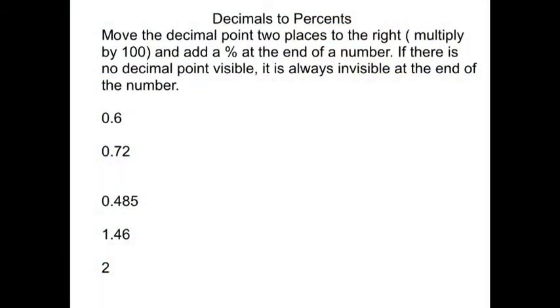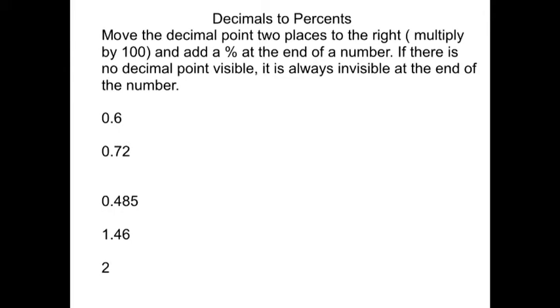So this slide is going to tell you how to convert decimals to percents. In order to know that it's a decimal, you're going to see a decimal point in the number. When you see a decimal point in the number and you don't see a percent sign or anything else, you know that you're dealing with a number in the form of a decimal. So if you read the directions, it says move the decimal point 2 places to the right. When you do that, it's like multiplying the number by 100.